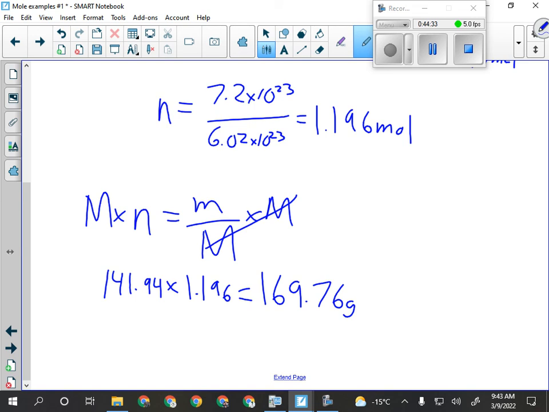When I got the 1.196, I rounded it to 1.2, and then for little m I got 170. I still get that right? No, that's why you want to keep all of your decimals until the end. Don't round off until that very last step, especially when we're dealing with big numbers like 10 to the 23. It's going to be like that in all of your science courses: chemistry, physics, biology. When you do calculations, always keep your decimals until the end.